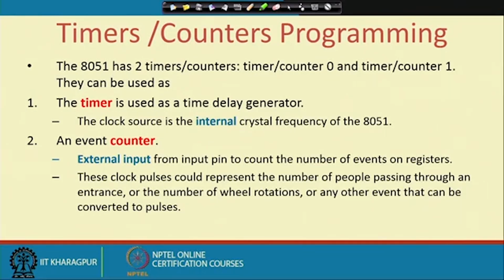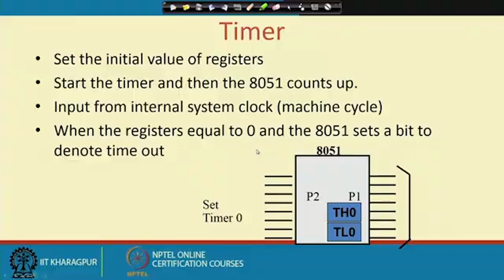So, the essential requirement is that whatever event we want to count should ultimately be converted into an electrical signal in the form of a pulse. So, each event should correspond to a pulse. If we can do that, then we can use it for this counting purpose. So, we will first look into the timer operation.